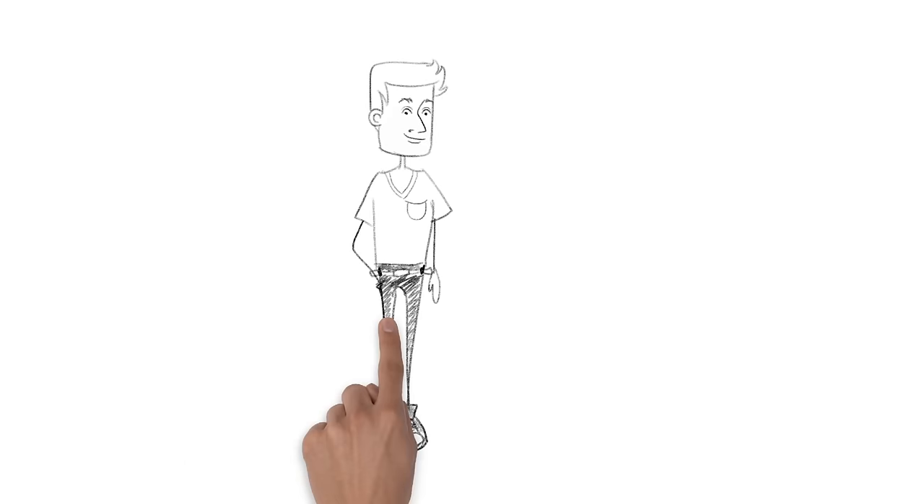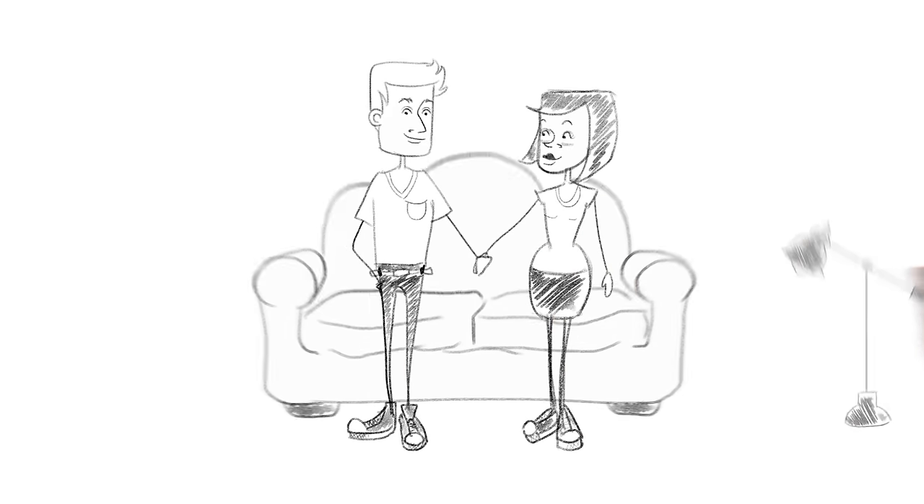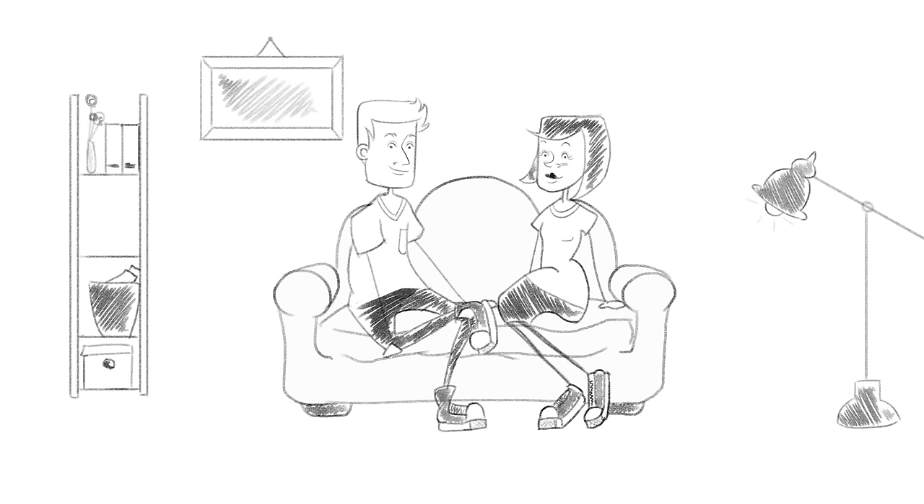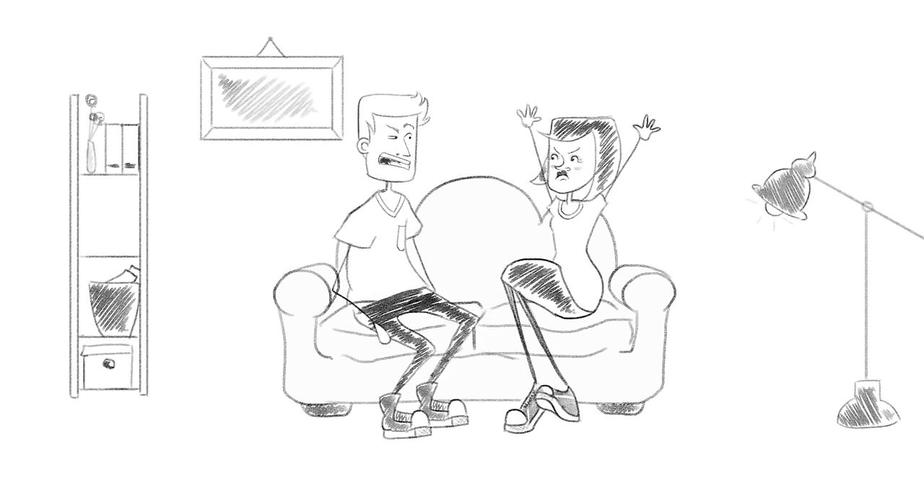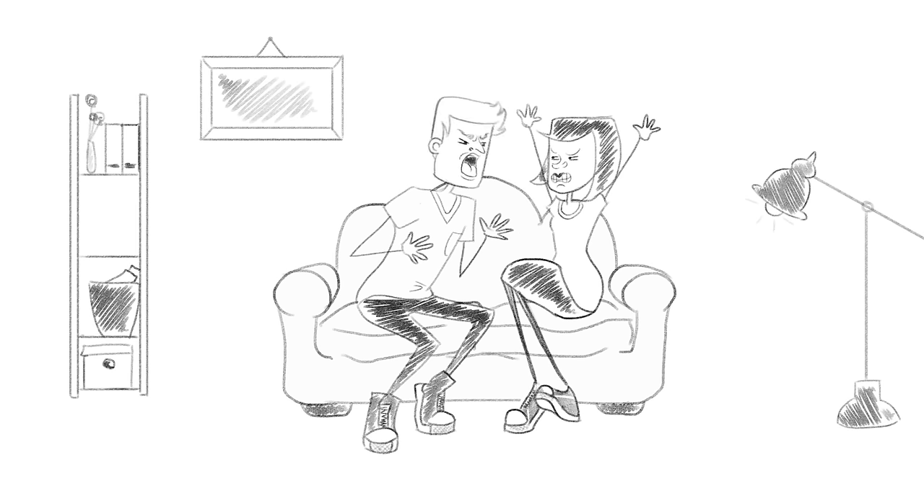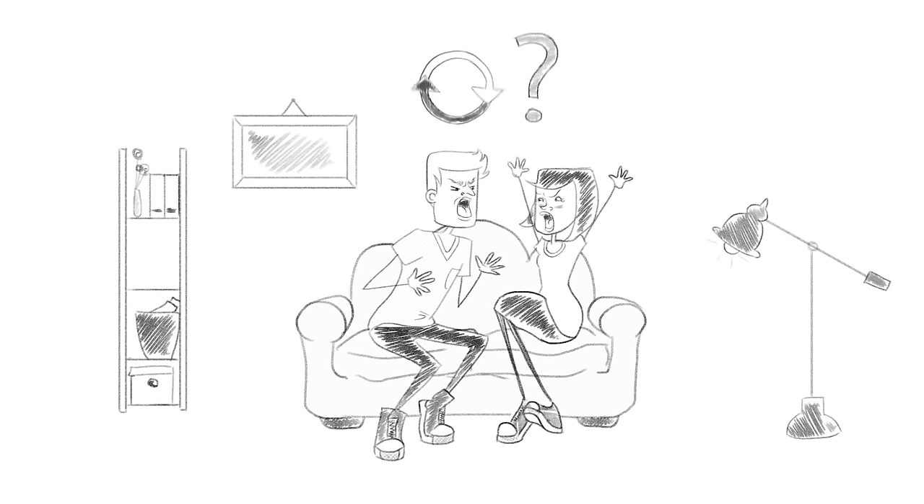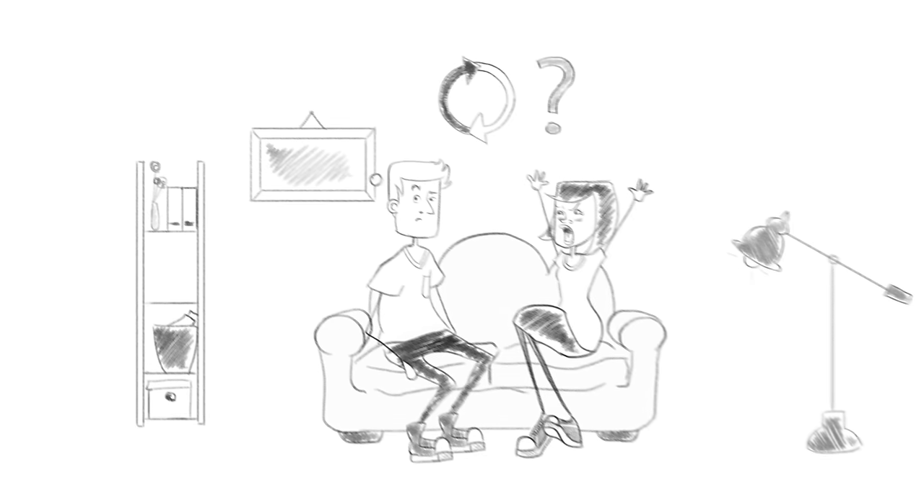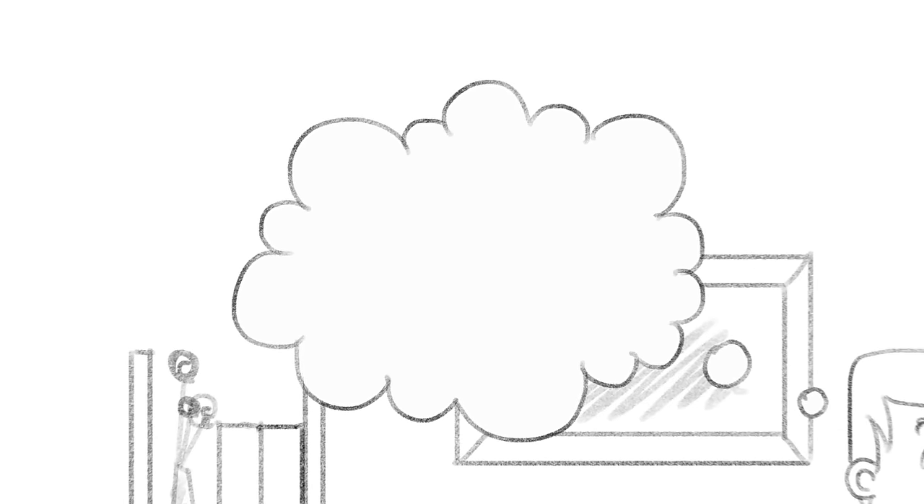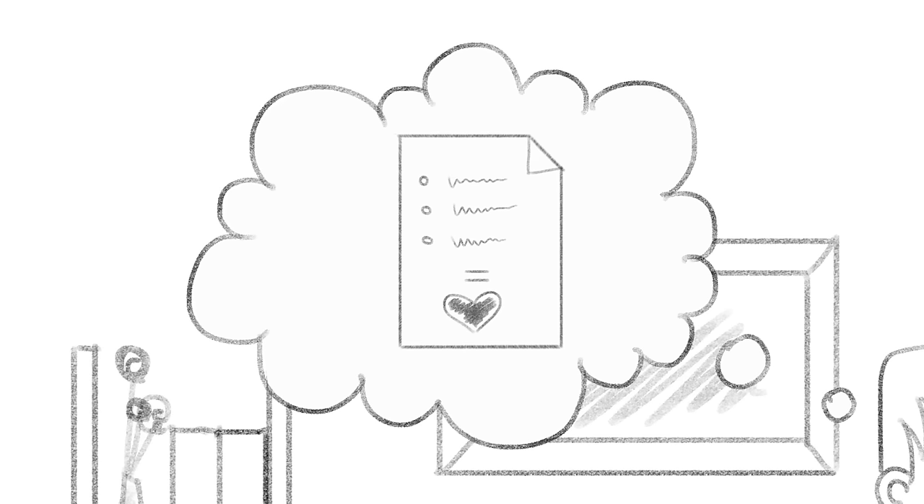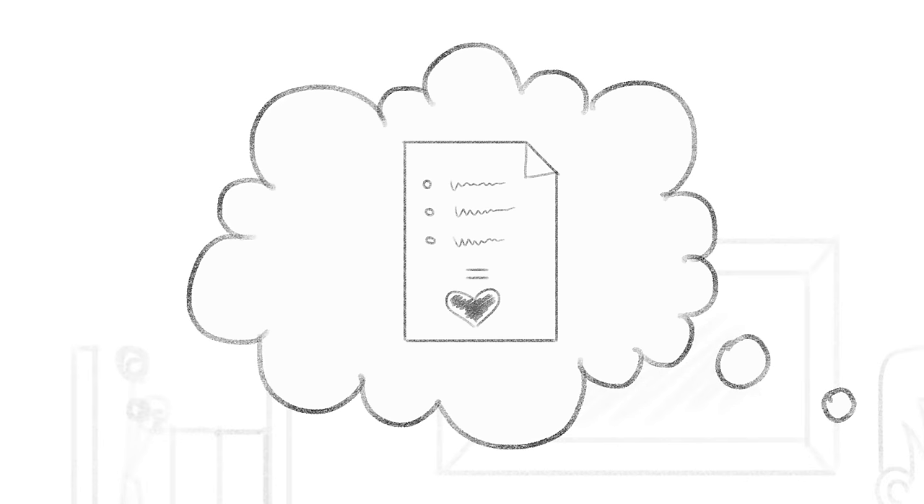This is Tim. On Sundays, he likes relaxing with his girlfriend, Sandra. But sometimes the mood changes very quickly, and they suddenly start fighting without even knowing why. Tim wishes he had an instruction manual for these situations, like a kind of checklist. And he's not the only one.